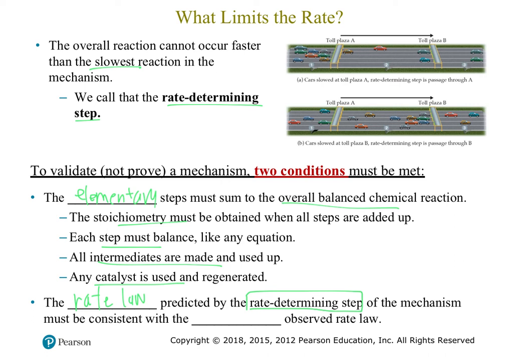And that has to be in line with the experimentally determined rate law. That's how they're all determined anyway. So our mechanism needs to work such that the slow step predicts the rate law that we got from an experiment.